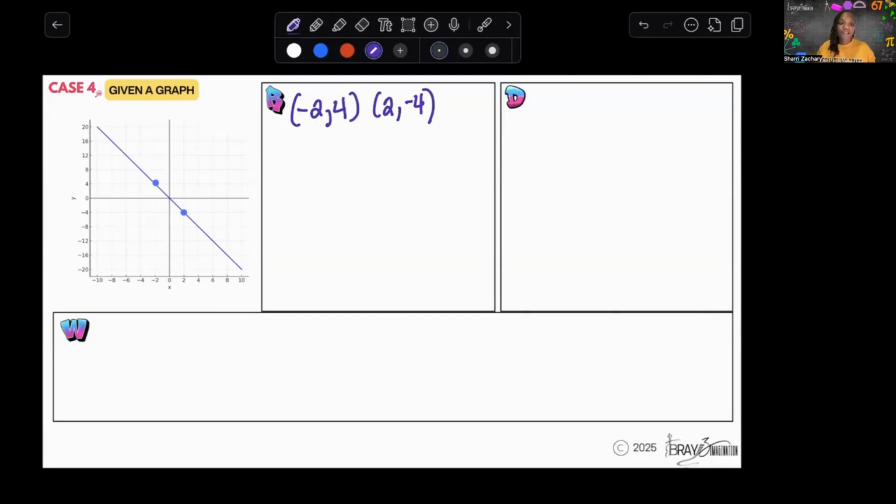Okay, so the first thing I'm going to do is label my points. So this is x sub 1, y sub 1. This is x sub 2, y sub 2. My slope formula is y sub 2 minus y sub 1 over x sub 2 minus x sub 1. And now I'm just substituting in my values. Be very, very careful with the negatives.